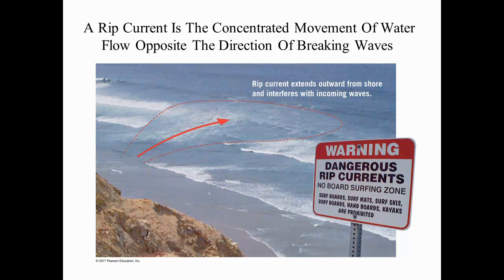Now, a rip current is a concentrated movement of water flow opposite the direction of breaking waves. As for an example shown in this photograph, notice that in this area outlined by the red dashed line and indicated by the red arrow, the rip current actually extends outward from the shore and interferes with incoming waves. So these things are fairly easy to spot, particularly if you're on the beach with strong incoming surfs.